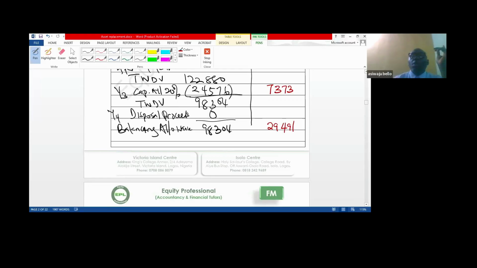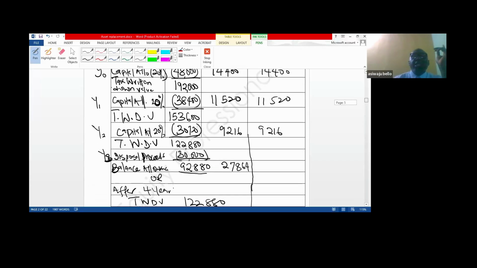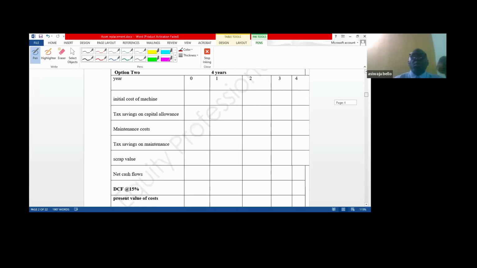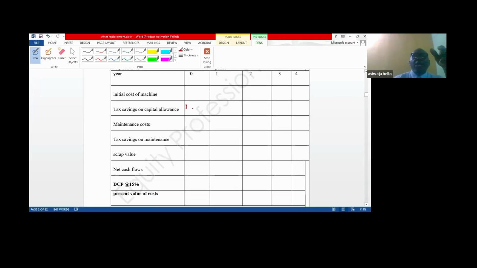If you get to option 2, look at option 2. Tax savings here, 14,400, 11,520, 9,216. Here I'm going to have 7,373. Then I'm going to have 29,491. We are trying to prepare ahead. The asset will cost 240,000. All right, we have resolved capital allowance.